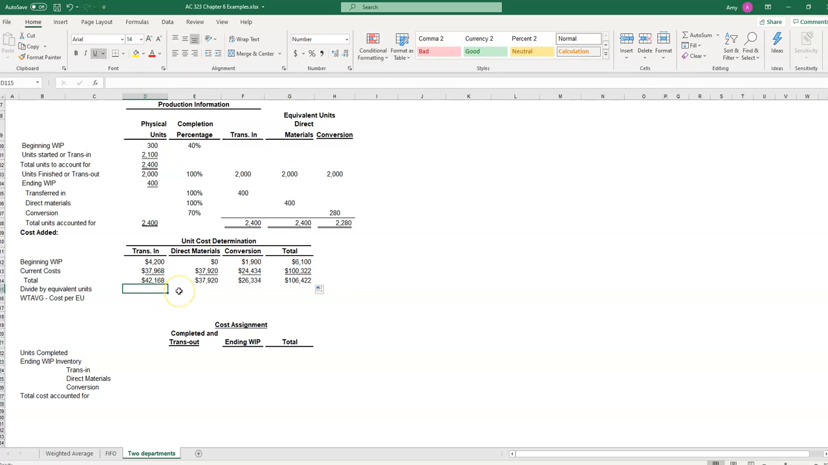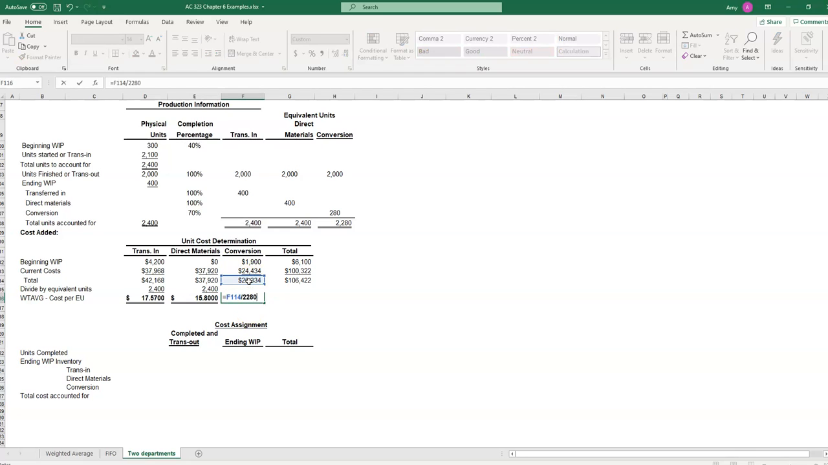Then we divide by our equivalent units. We have 2,400 for transferred in, 2,400 for direct materials, 2,280 for conversion. So we divide costs by the equivalent units. And we add those together to get our total per unit of production for the month.